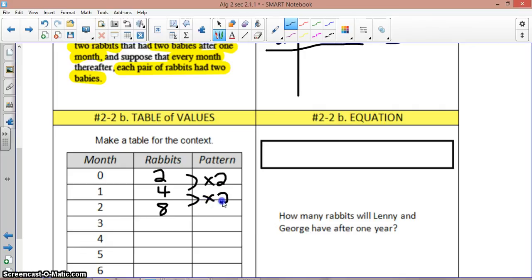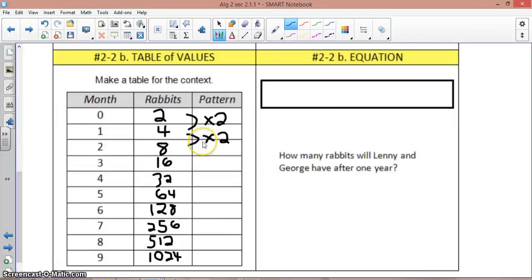Alright, so pause the video, take a minute or 2, continue to multiply by 2 until you complete this table. Alright, so your table hopefully is complete now, and it should look like this. So now we're going to try and come up with the equation, and we see that our pattern is multiplying by 2.